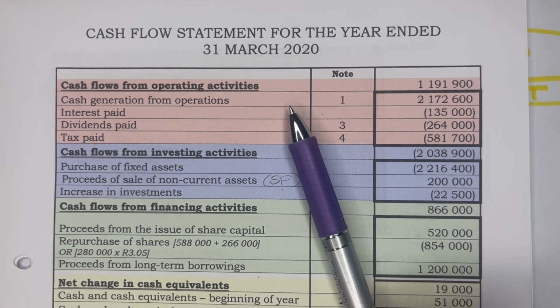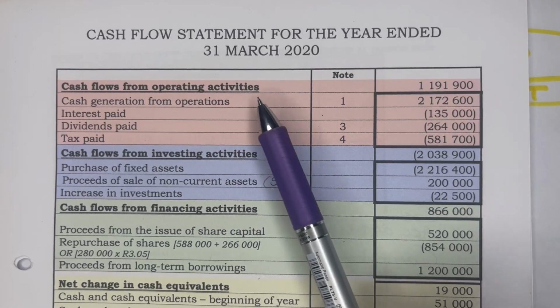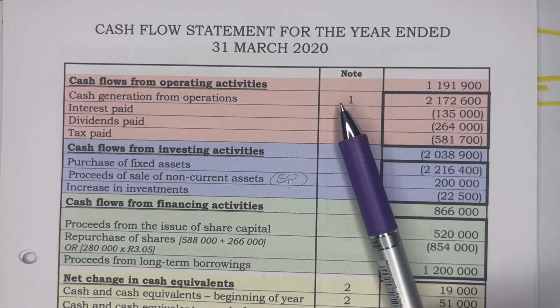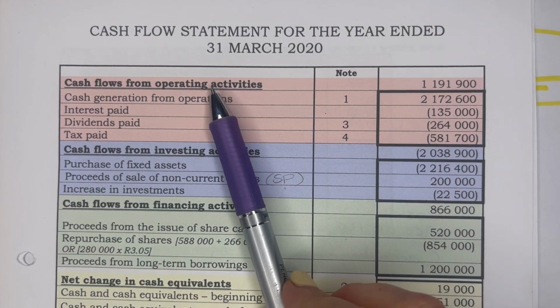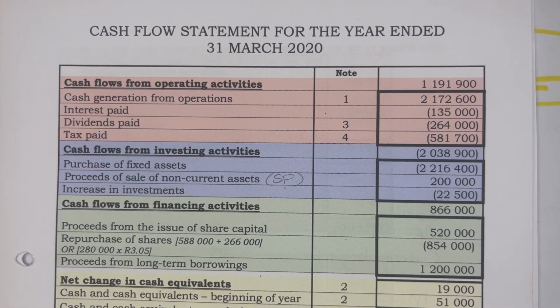Cash generation from operations. This first line, and it's got a little 1 next to it, and we've got 2 million there. It's the first line in your operating activities. They love asking this note in finals, so make sure you understand it.